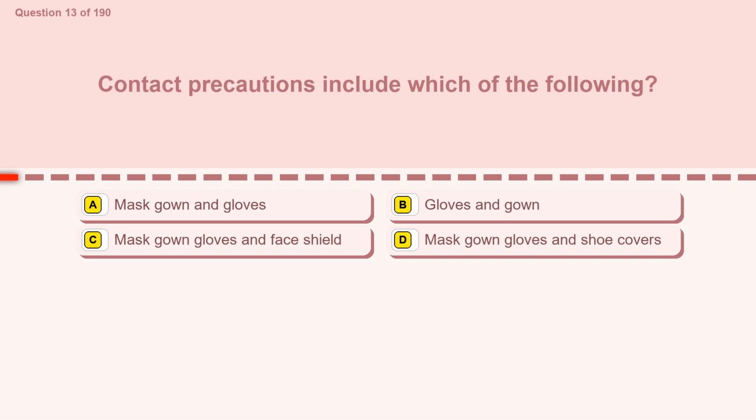Question 13. Contact precautions include which of the following? Option A. Mask, gown and gloves. Option B. Gloves and gown. Option C. Mask, gown, gloves and face shield. Option D. Mask, gown, gloves and shoe covers.